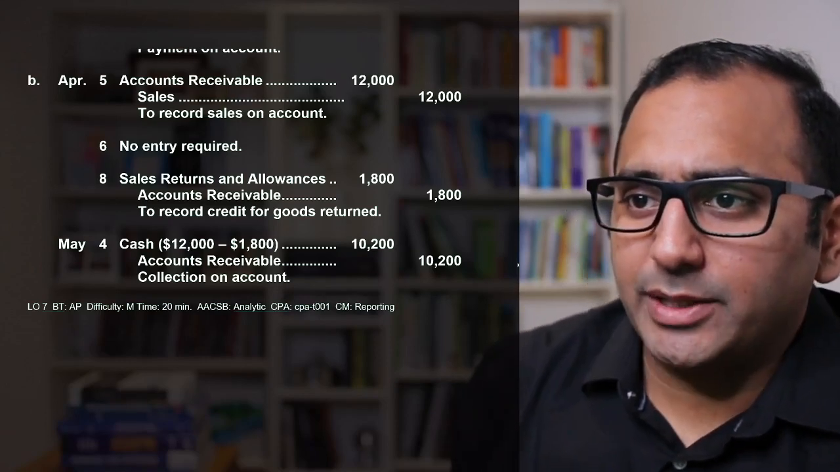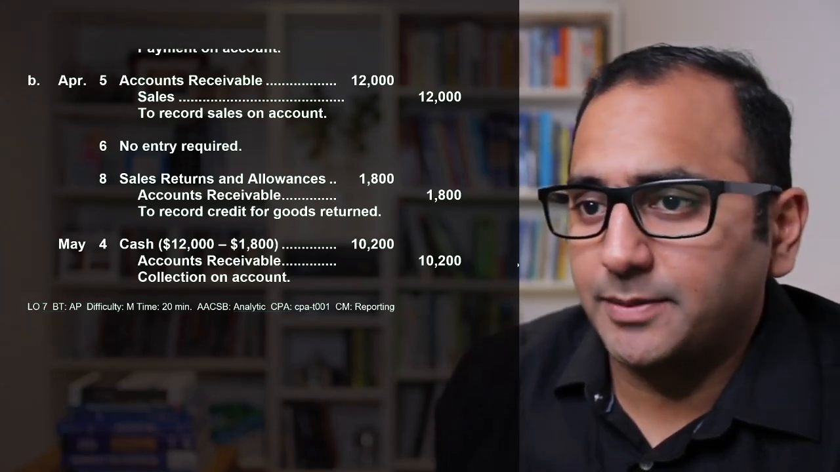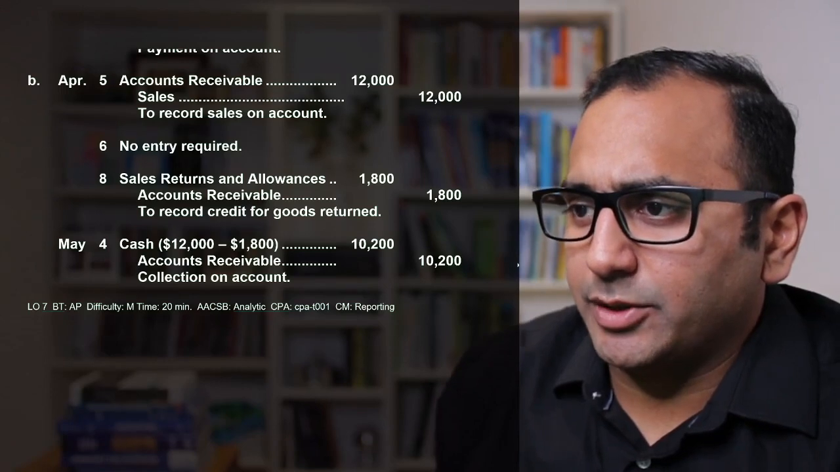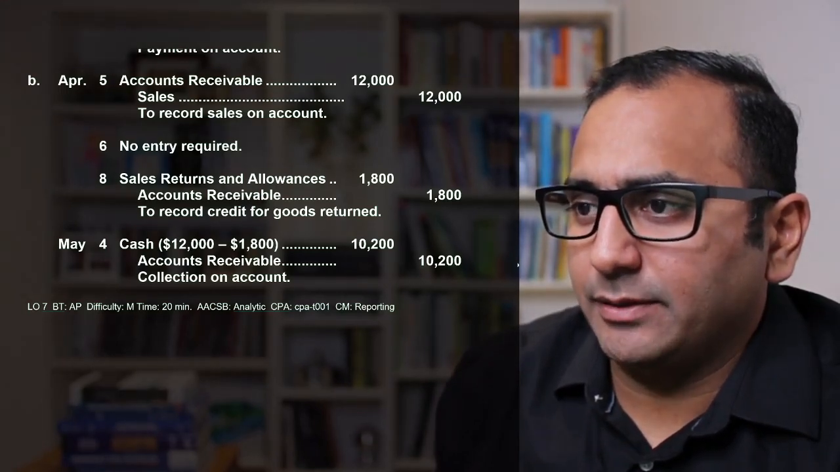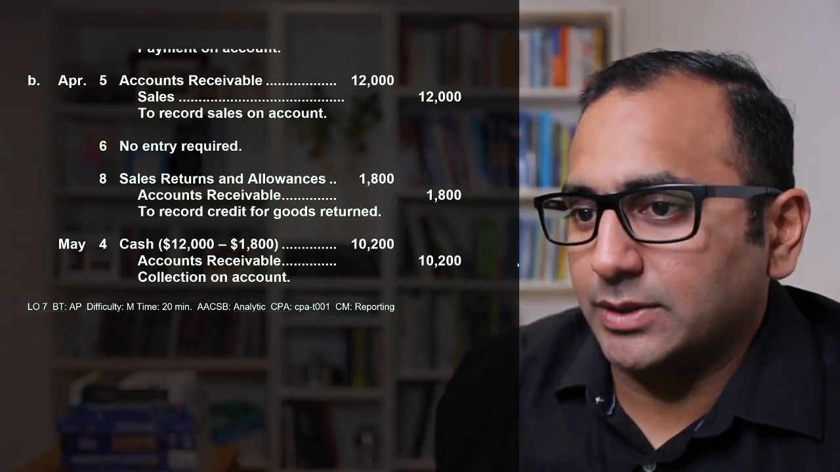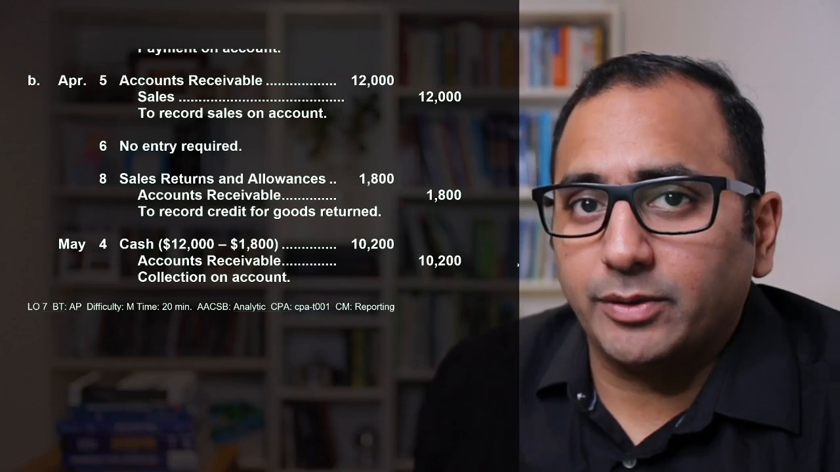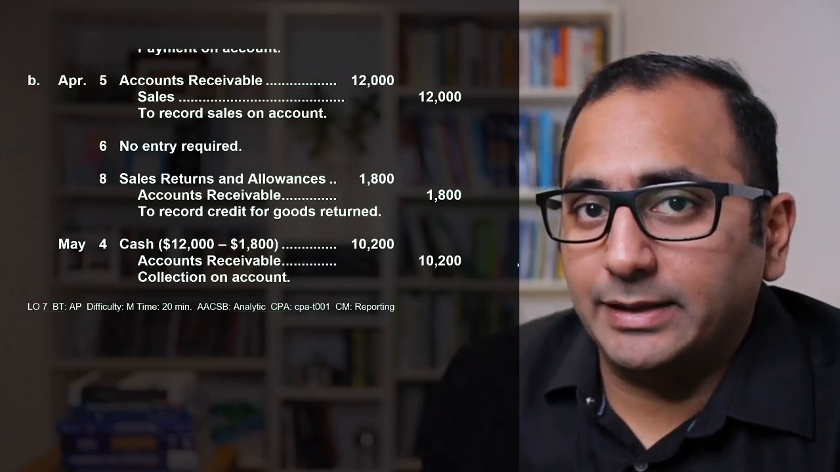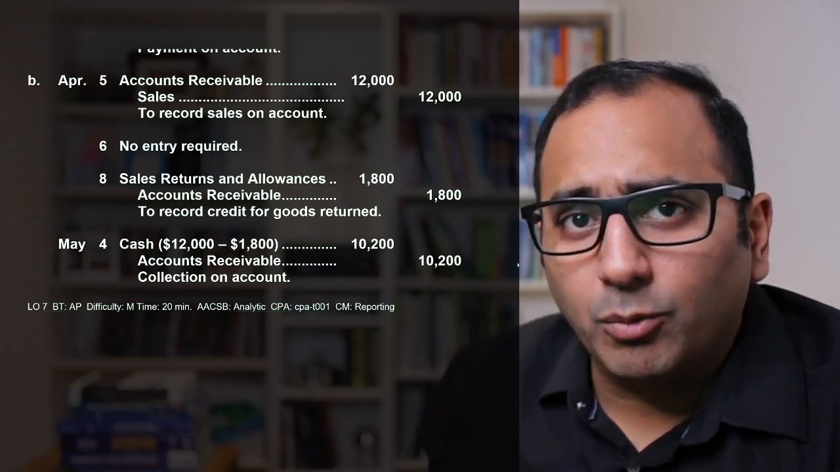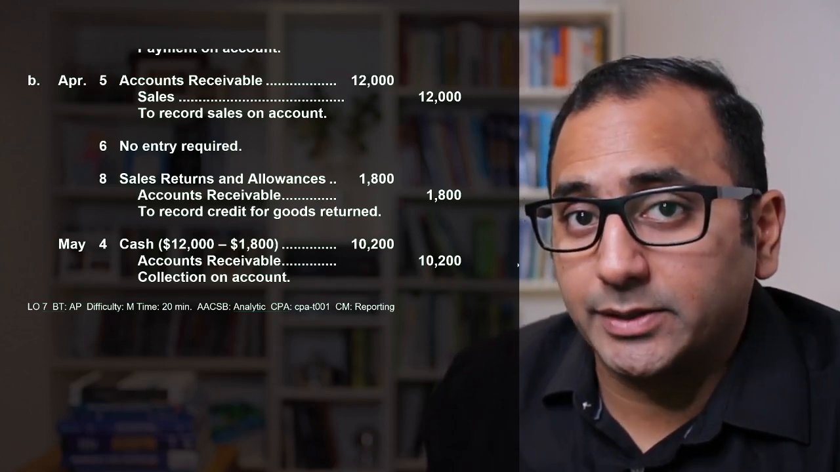On the 6th, there is no entry required. Remember that here the buyer paid for the shipping costs. On the 8th, sales returns and allowances is debited for $1,800. AR is credited for $1,800, and that's to record the goods that were returned to us. You'll notice here that we are not then putting this back into inventory, but even if it were put back into inventory, there wouldn't be a journal entry for it here in a periodic system.